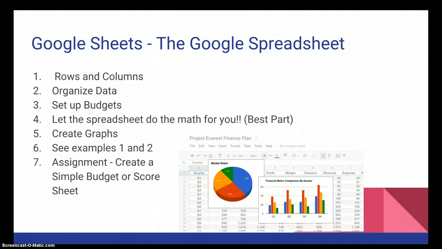In Google Sheets, we're looking at spreadsheets, rows and columns, organizing the data, setting up budgets. Let the spreadsheet do the math for you. That's the important part. Once you put the equation in, then every time you change a value, the spreadsheet will automatically redo the equation all for you. You can create graphs, and I've got examples for you in the folders, and I'll make links to those when I get them on the website.